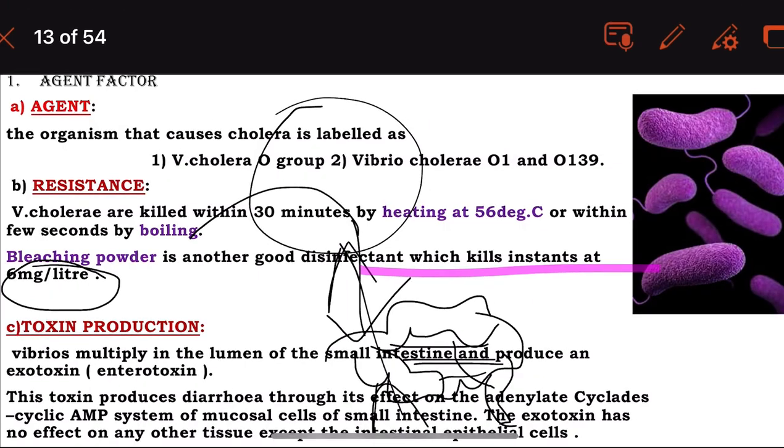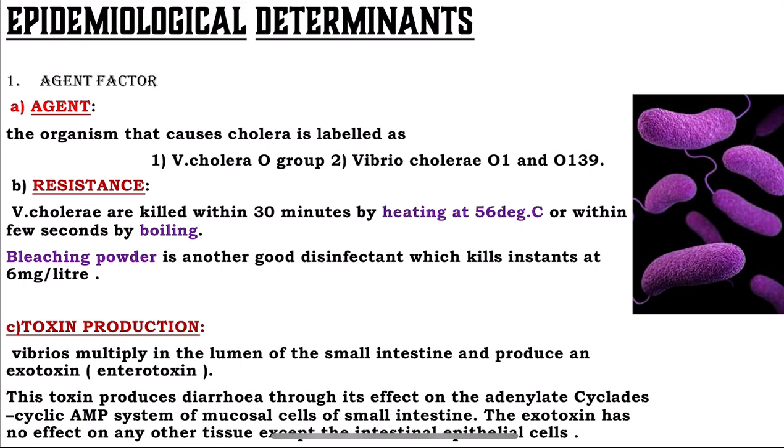The toxin will produce diarrhea through its effect on the adenylate cyclase cyclic AMP system of mucosal cells of the small intestine. The exotoxin has no effect on other tissues except the intestinal epithelial cells. You have to keep this in mind, that the toxin will have its effect on the intestines and no effect on other tissues. The previous sentence I read, I will discuss in detail and then I will come back to this sentence. Then you can understand what actually is happening here.